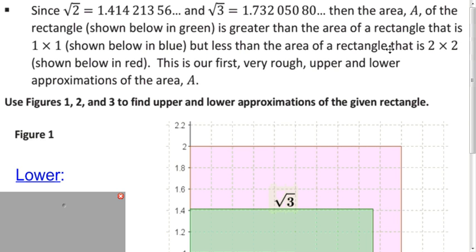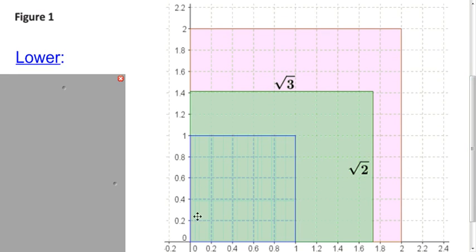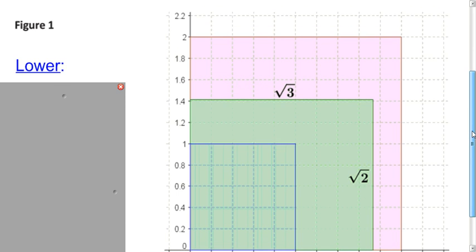And one way to do it is you want to figure out, okay, well, here's the exact area, this rectangle. What if we figured out the area of a rectangle smaller than it and the area of a rectangle bigger than it? Because then you know the area has to be sandwiched in between the two.